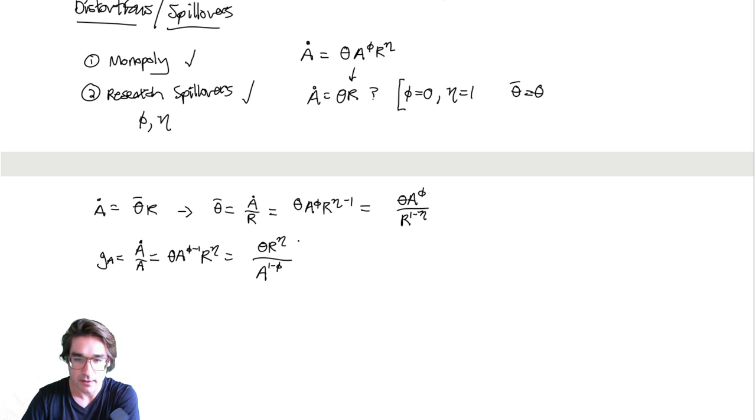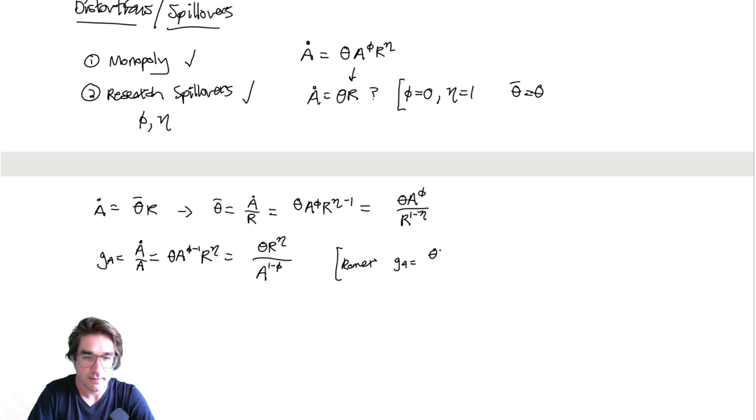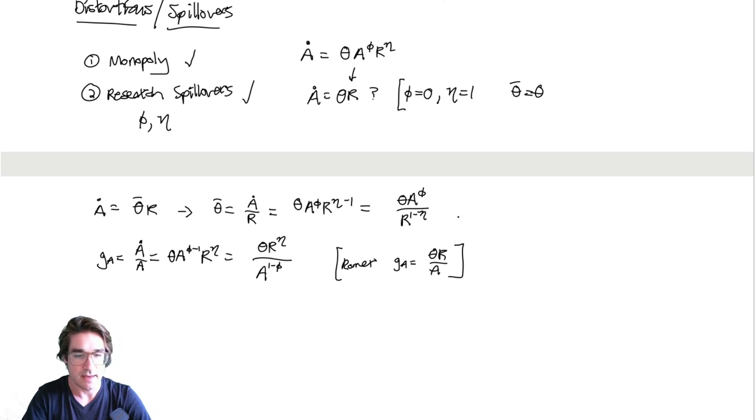So here we can see in our case, in Romer, this is specializing this equation. In Romer, this was one, this is zero. So we get GA is theta R over A. And that means that for this to be constant, GR should be equal to GA. And GR is just the population growth. So in our specific setting, we got that GA was equal to N.